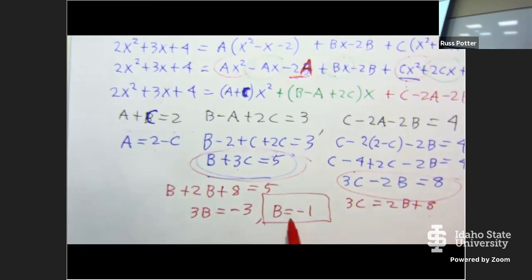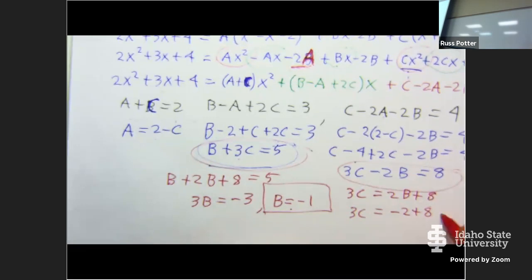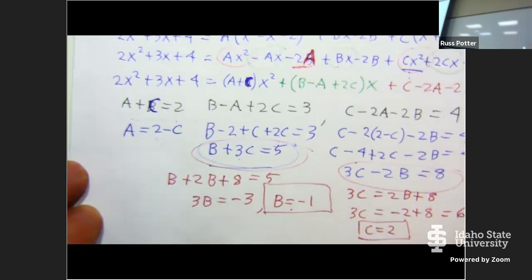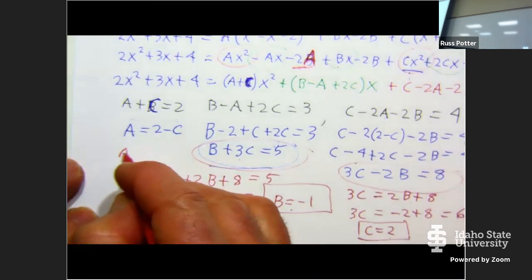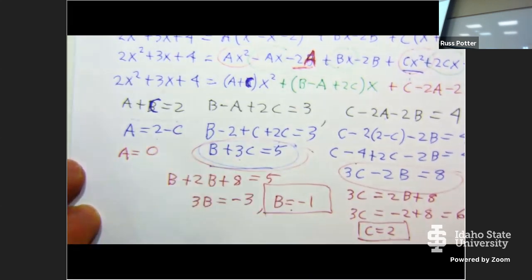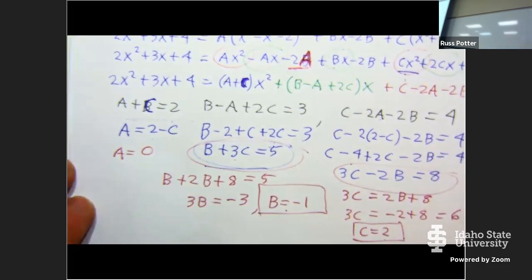And since b is -1, we can find c now. So 3c, 2 times -1 is -2. -2 plus 8 is +6. Divide both sides by 3, we get c equals 2. So now we know that c is 2. So we're making progress. And then a is 2 minus c, but since c is 2, a is 0. Okay, it looks pretty messy, doesn't it?